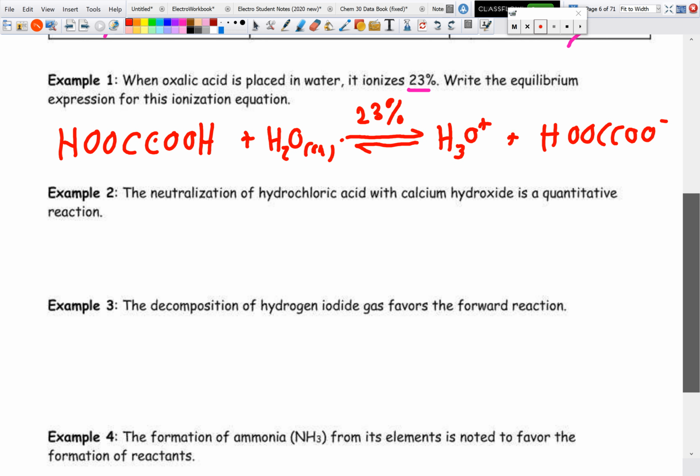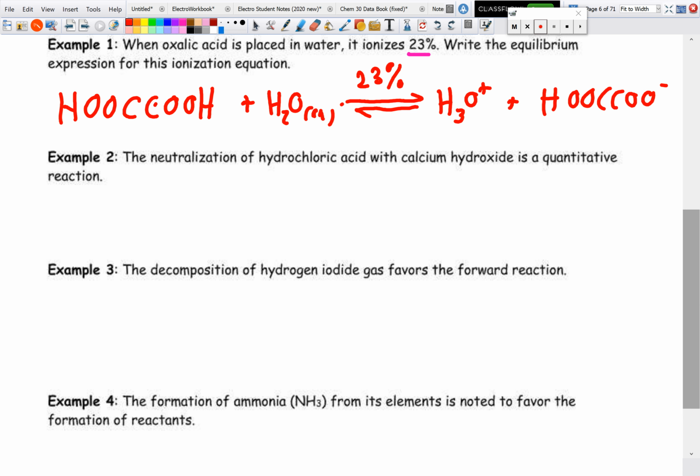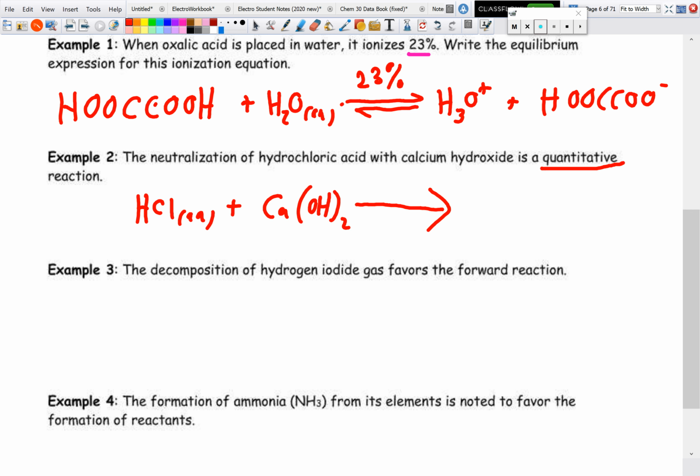Now for the other ones, same thing, it's just figuring out what the reaction is and then communicating what happens and writing it above the arrow, right? So neutralization of hydrochloric acid with calcium hydroxide is a quantitative reaction. So if that's the case, we've got hydrochloric acid, HCl, reacts with calcium hydroxide. It's a quantitative reaction, so we use a single arrow.